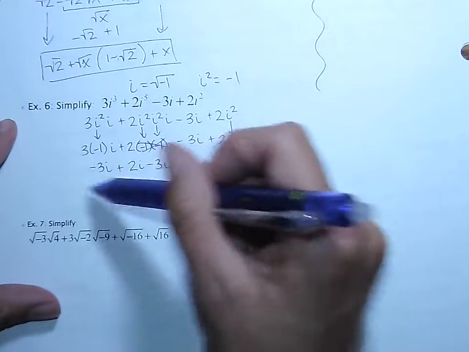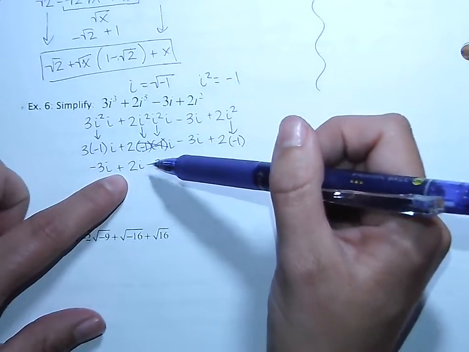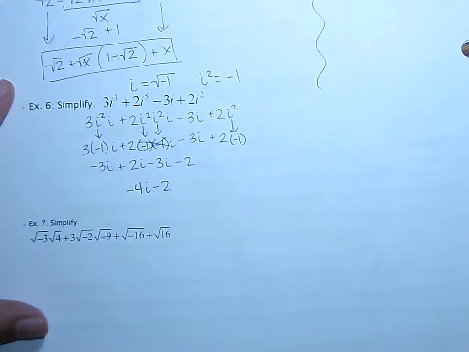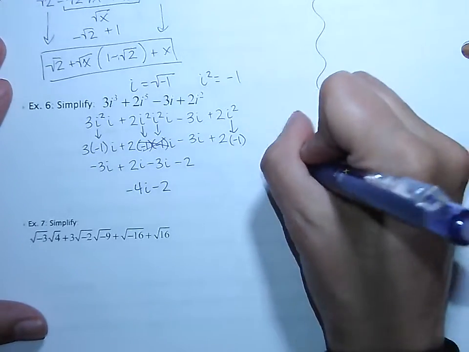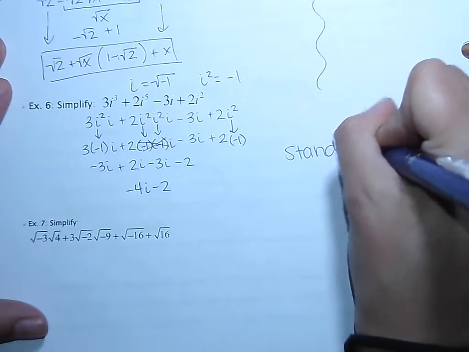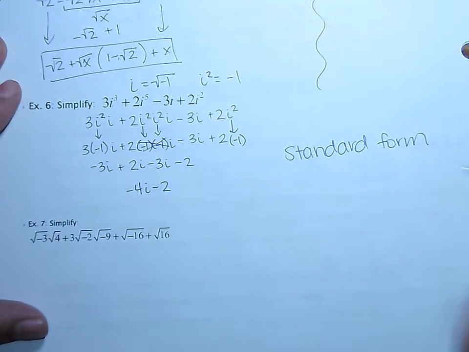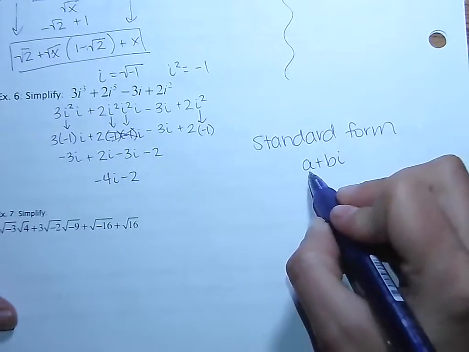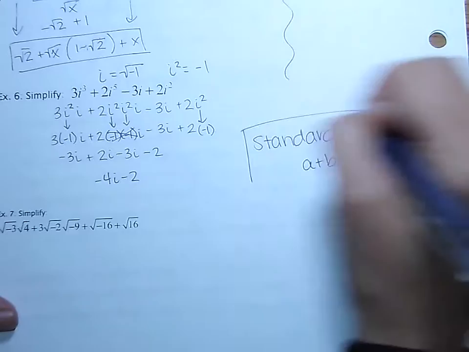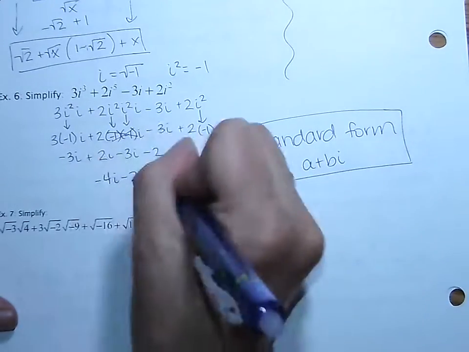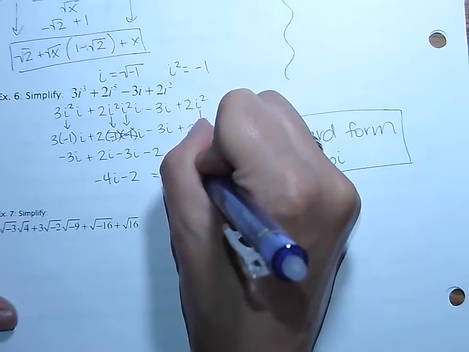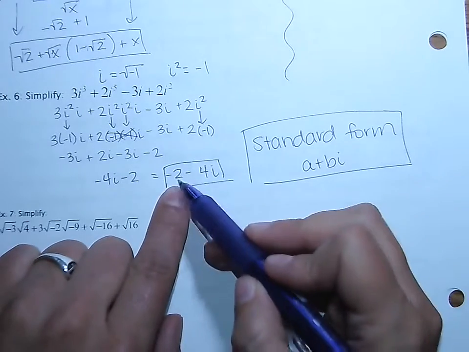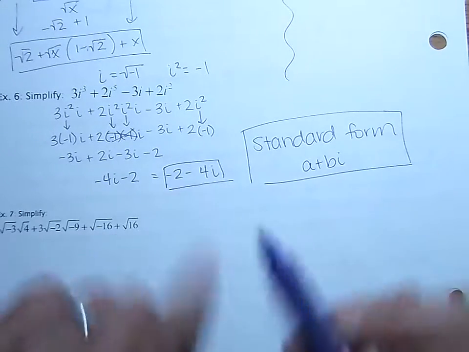Now, we need to combine like terms. So negative 3 plus 2 is negative 1. Minus 3 more is negative 4i minus 2. We look like we're done, but we need it to be in standard form. Standard form is a plus bi. A has no i, b has an i. So we always want to write it with the i term second. So we're going to rewrite this as negative 2 minus 4i. Just so you know, a would be negative 2, b would be negative 4.